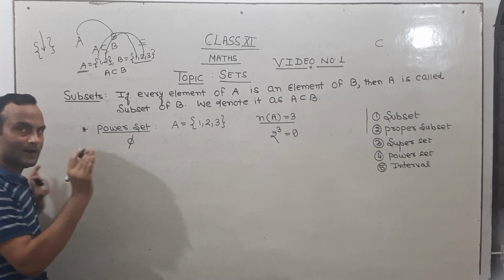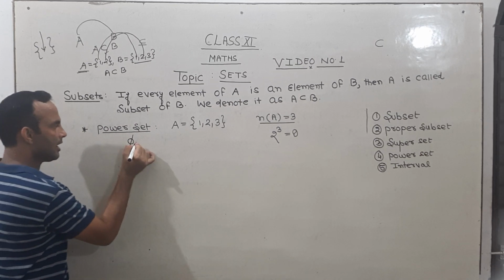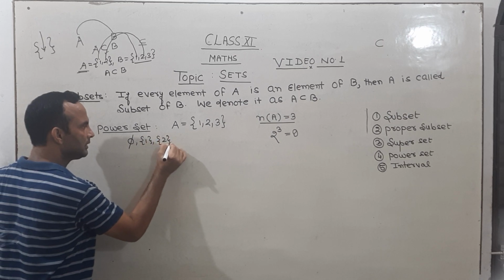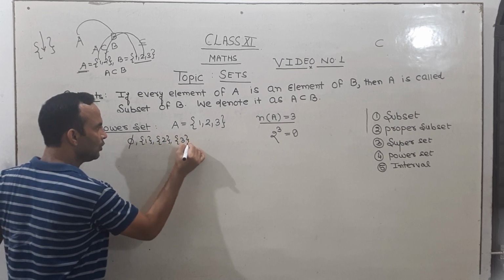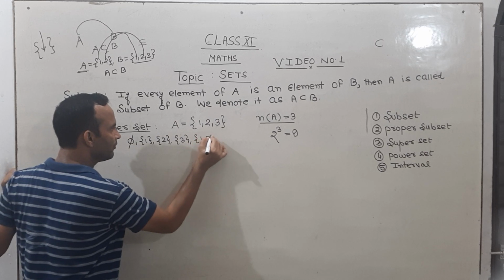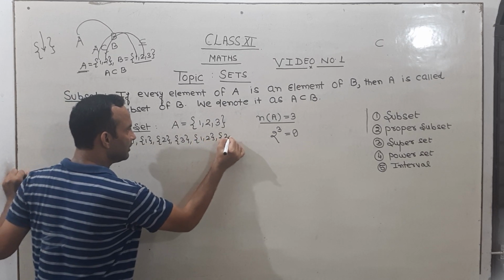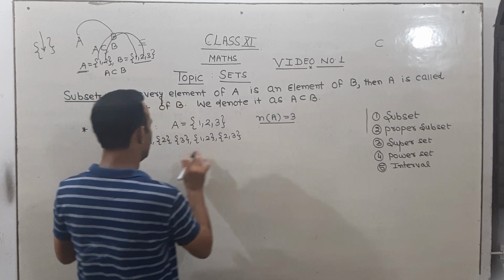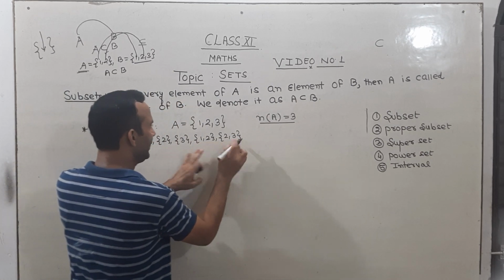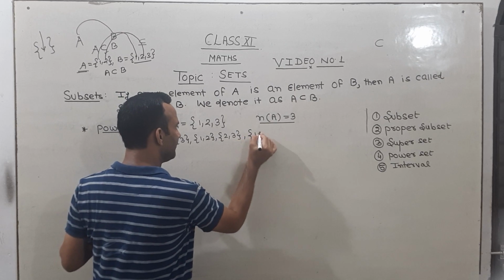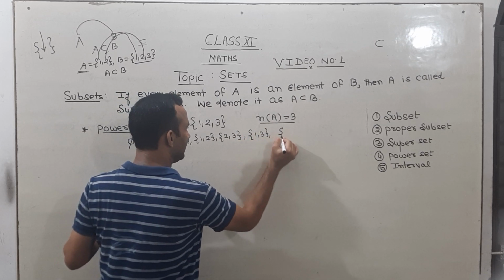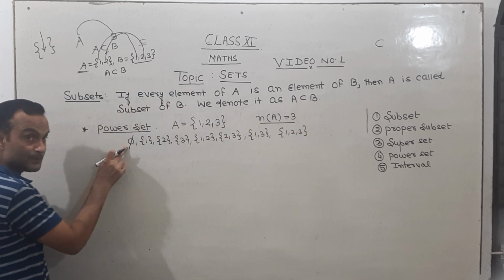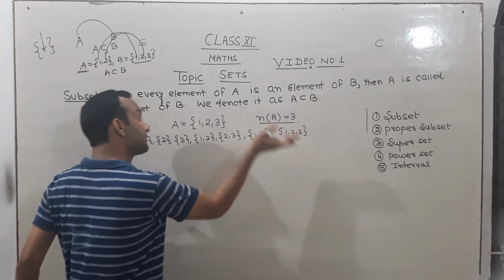Phi, because phi is the subset of every set. After that {1}, {2}, {3}, {1, 2}, {2, 3}, {1, 3}, and after that the set itself, that is {1, 2, 3}. Keep in mind phi is the subset of every set and every set is the subset of itself.